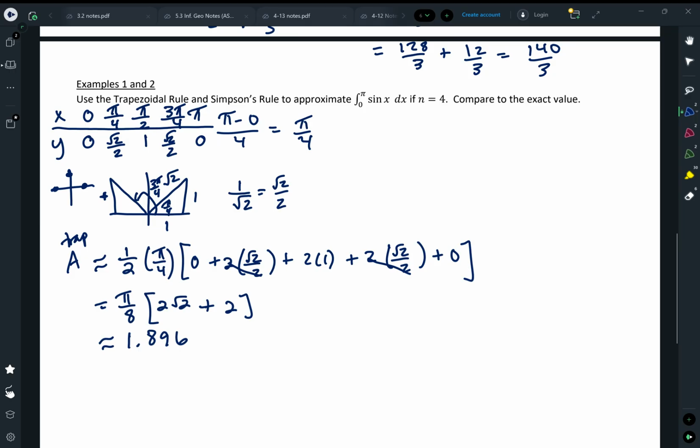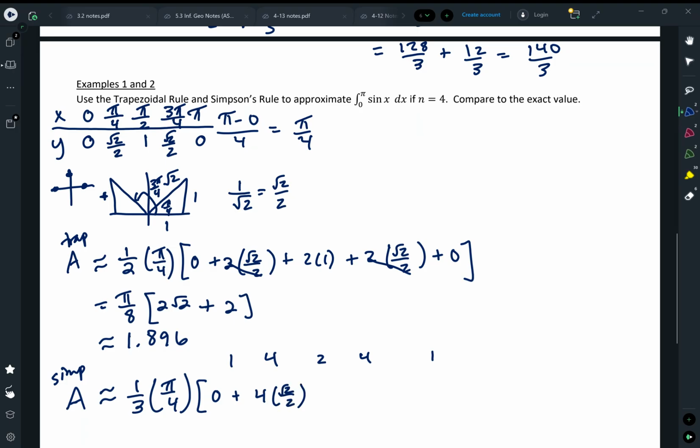So it's 1.896. So for the area, if we use Simpson's rule instead, that's going to be a 1/3 instead of a 1/2. Still have the interval width. And then again, with our values, it's a 1, 4, 2, 4, 1 is what we're going to have. So 1 of the zeros, 4 of the root 2 over 2's, 2 of the 1's, 4 of the root 2 over 2's, and then 1 zero at the end.